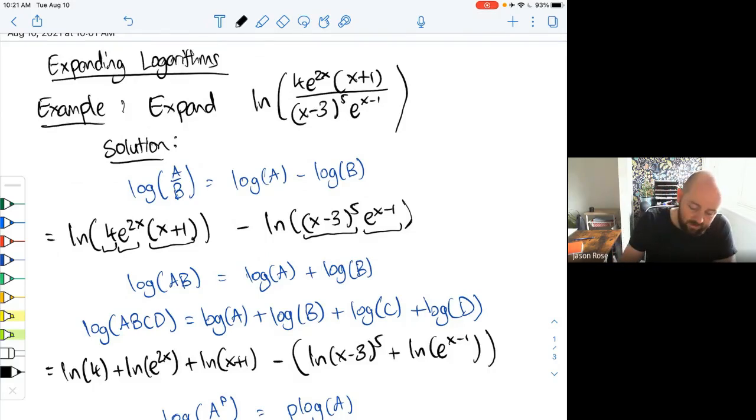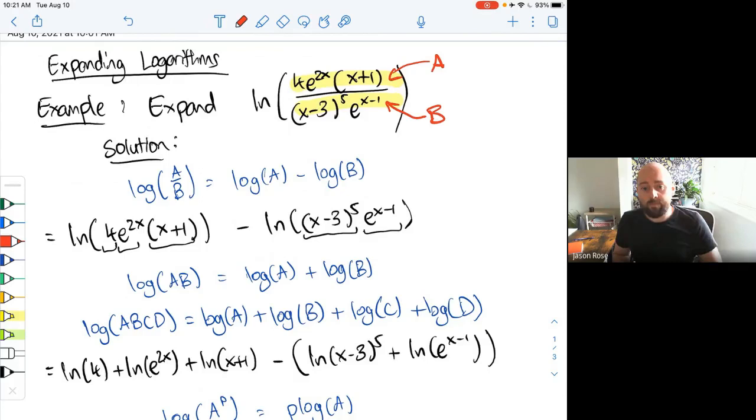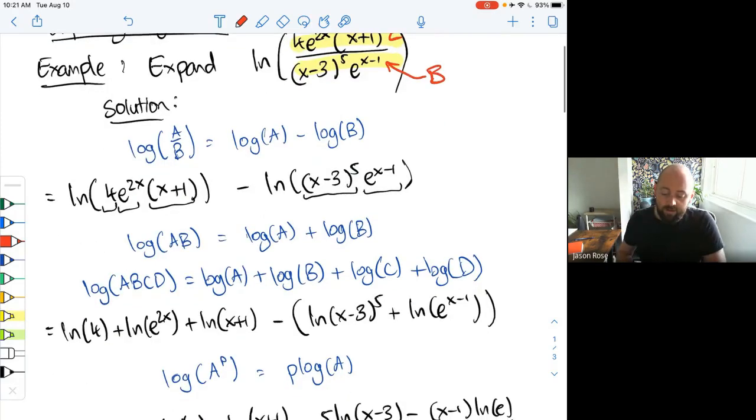It starts with noticing that the main thing that you see inside this log that makes it complicated, the very first thing, is like a log of a over b, where this top part here, I'm looking at that as an a, and this bottom part here that I've highlighted, I'm looking at that as a b. The log law that we have for that, you can see it written there in blue, and we're just going to apply that directly to it and separate it out to get to here.